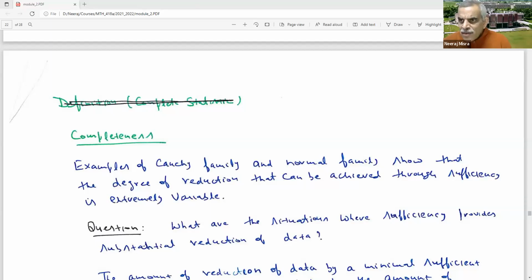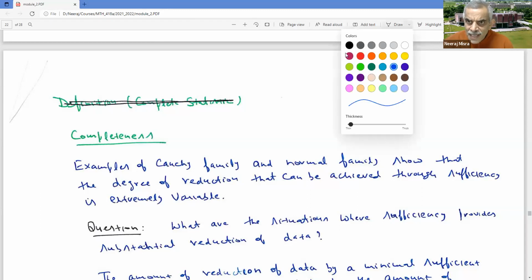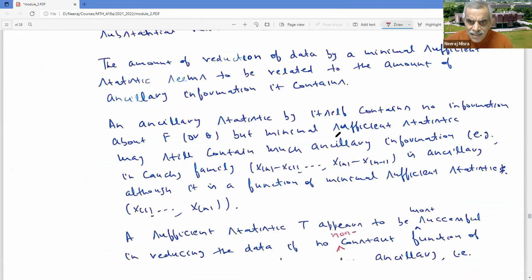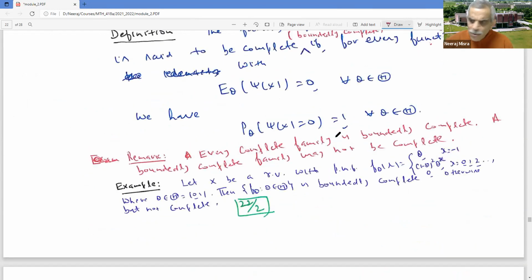Okay, so let me then just move to my slides. So I was discussing completeness last time. I gave a definition of completeness. Then I also gave a definition of a boundedly complete statistic.